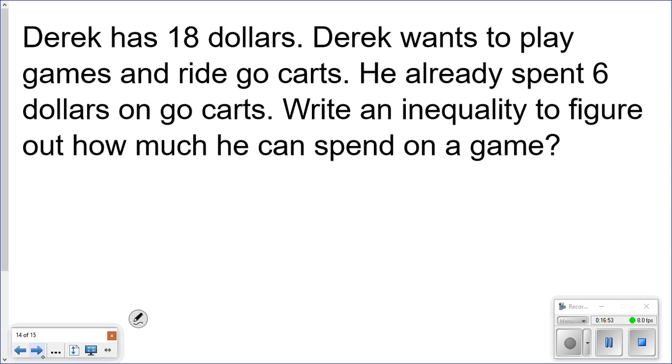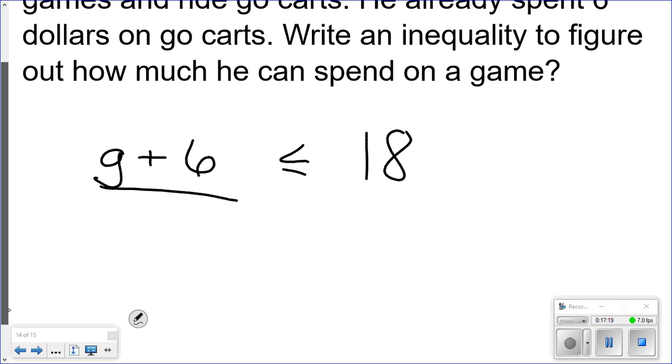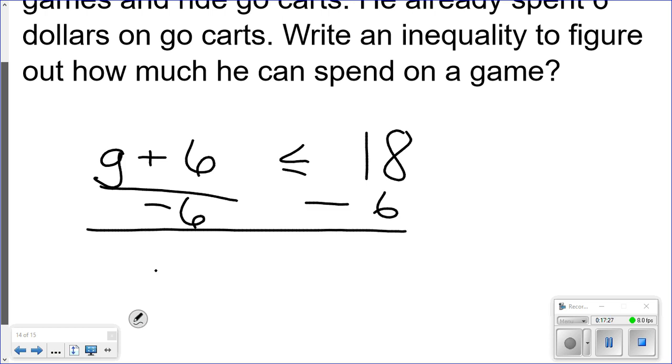Okay, so for example, this is how it would be set up. On this side, it would be less than or equal to 18, because he only has $18 in his pocket. He cannot go over that, but he can spend up to 18. So this side's going to look like, he spent $6 on go-karts, he wants to play games yet, so your games plus your $6. So minus 6. So he can spend on games less than or equal to $12.